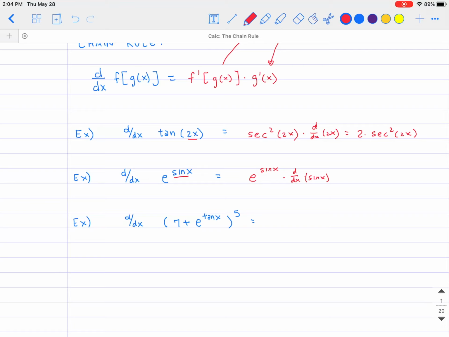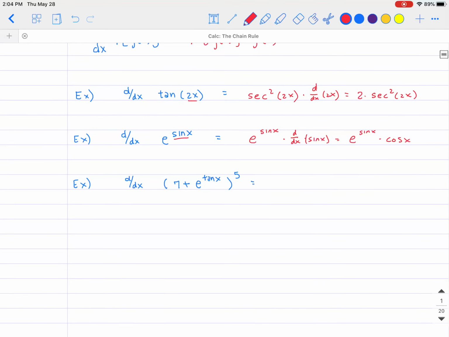If it helps, what I usually like to do is underline or underscore the inner function, so we know that the chain rule is being activated. The derivative of sine is going to be cosine, so my final answer is e to the sine of x multiplied by the cosine of x.